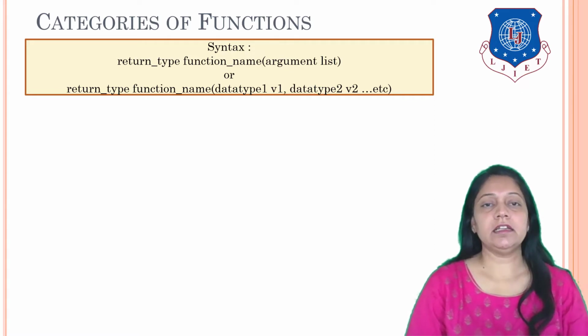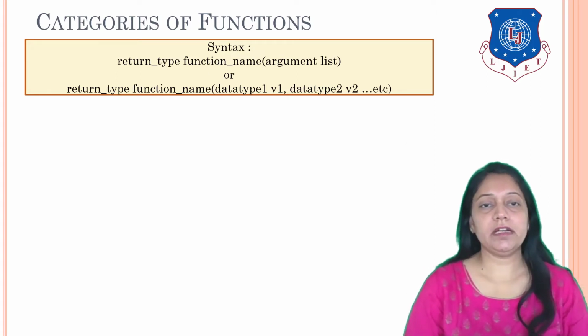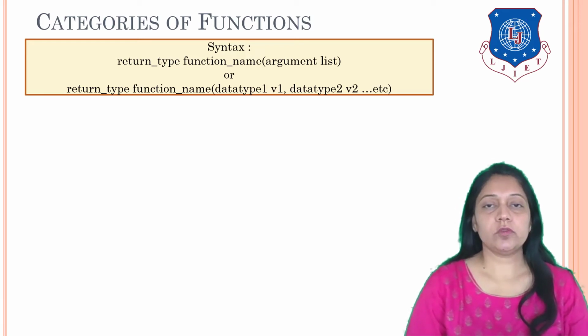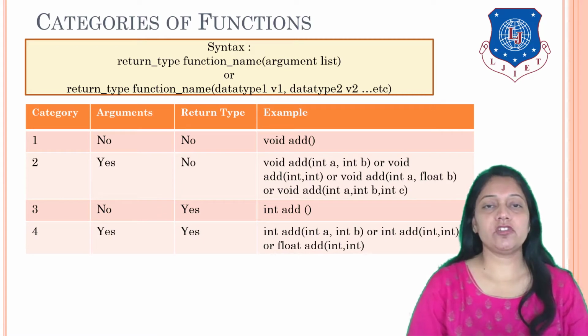Now, as you can see here, whenever we declare a function, there are two important parts of the function. One is the return type and another is the argument list. Based on these two things, we have four categories of function. The first one is a function which has no arguments and no return types. So in this case, the function is written as void. Since there is no return type, we write it as void in the return type. The name of the function is add and there are no arguments, so the brackets are empty.